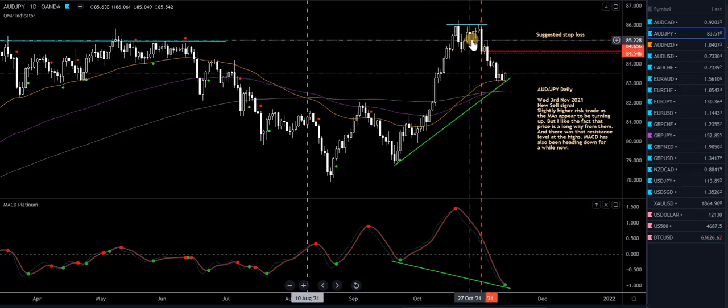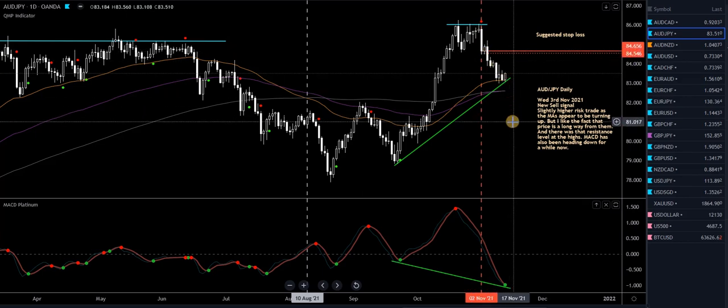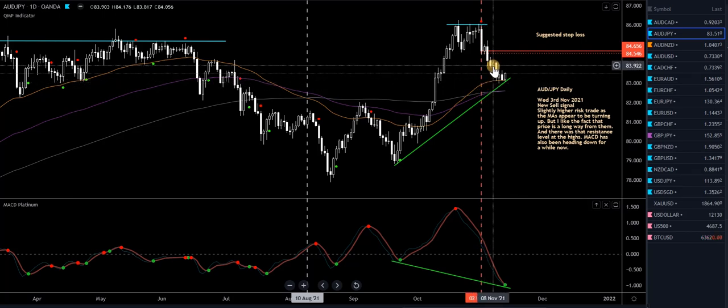So in the meantime, we're in the sell here. So we took the sell up here. It's a high risk trade. You can read the notes there. And we've come down, took a day or so, bang.